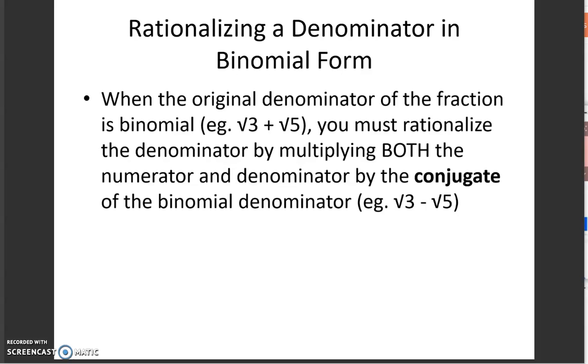So, rationalizing a denominator in binomial form. Remember that in order to rationalize a binomial, you have to multiply with its conjugate pair, meaning the two terms have to be exactly the same. The only thing that should be different between them is the sign in the middle. You work with the opposite sign.